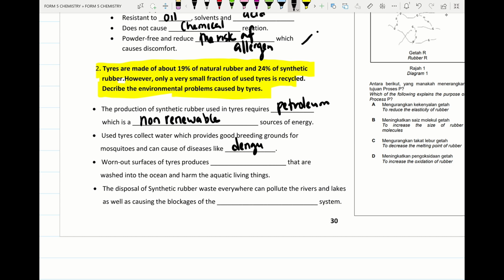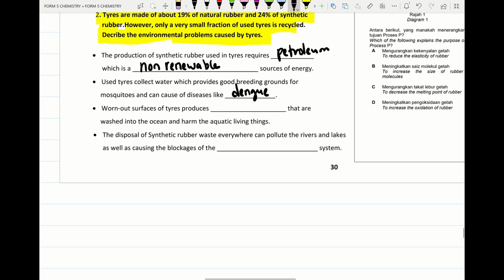like dengue. Alright, so we move on to point number 4. The worn out surface of tires produces microplastic that washes out into the ocean and can harm the aquatic living things. The disposal of synthetic rubber waste everywhere can pollute the river and lake as well as cause blockage to our drainage system.